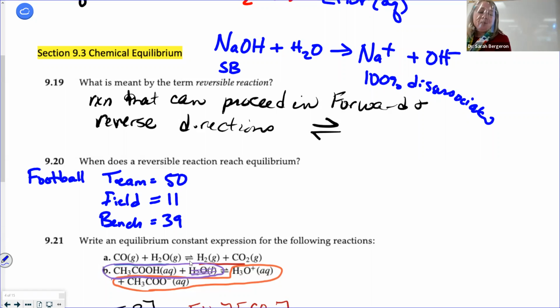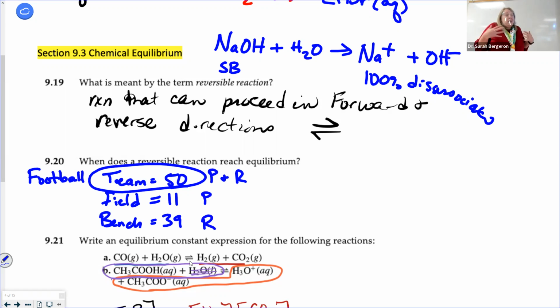Okay, so the team is like saying we have products and reactants, right? The field is one of them. Let's say it's the products and the bench is the reactants, right? So when a reaction reaches equilibrium, you have an equal number of players who are leaving the bench to go get on the field as you do players coming off the field to go sit on the bench, right?